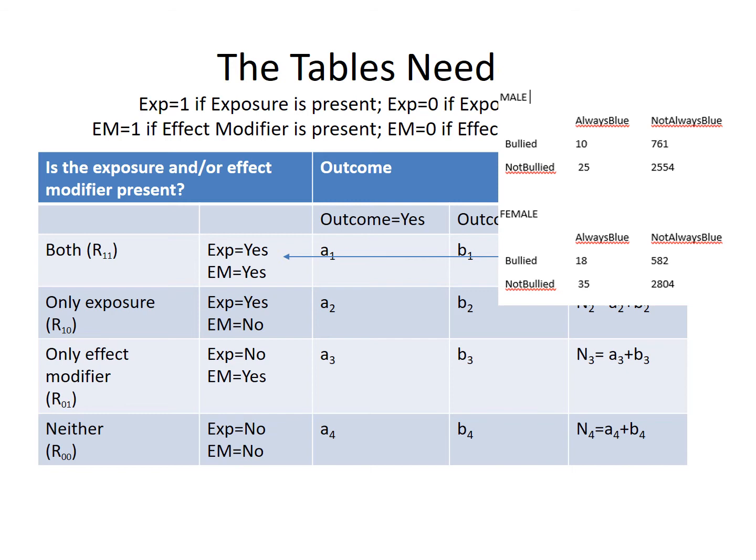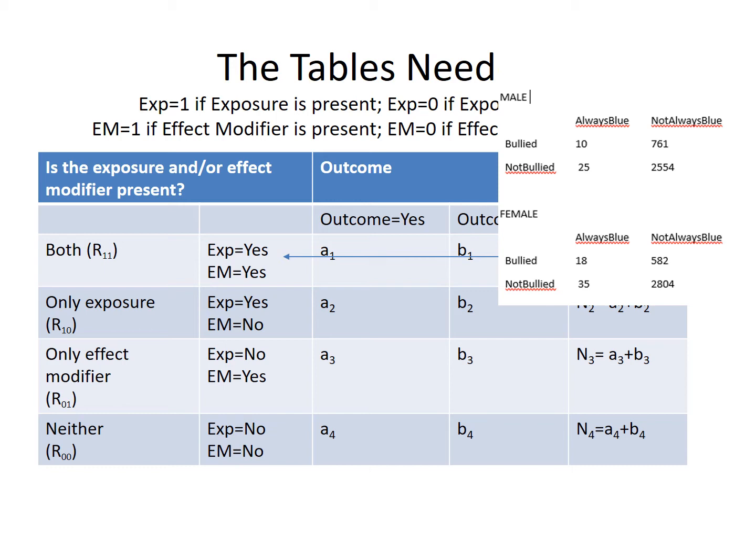And on the upper right is the table. It's a stratified table with male results and female results given separately. And remember that our effect modifier is female. So when we're looking at effect modifier is yes, that's the lower variable. We're going to look in the female set. And then when we're looking at the exposure is yes, we're looking in the bullied group.